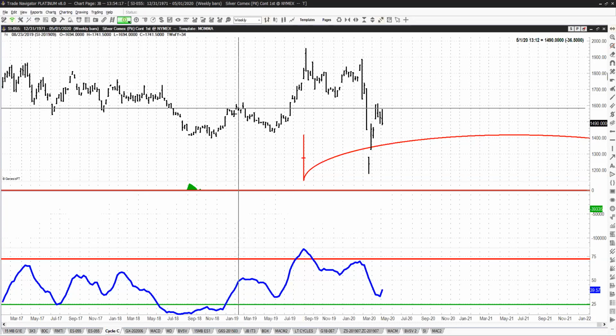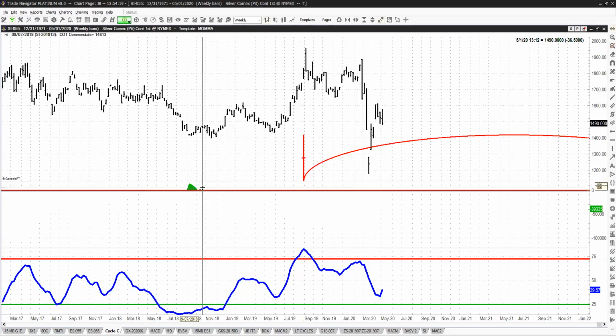This was the first time in the history of silver, the entire history of silver, of the COT, that commercials were net buyers of silver. And isn't it interesting that they did it about a month and a half before the bottom, before this big move up? The question now is, where are the commercials?